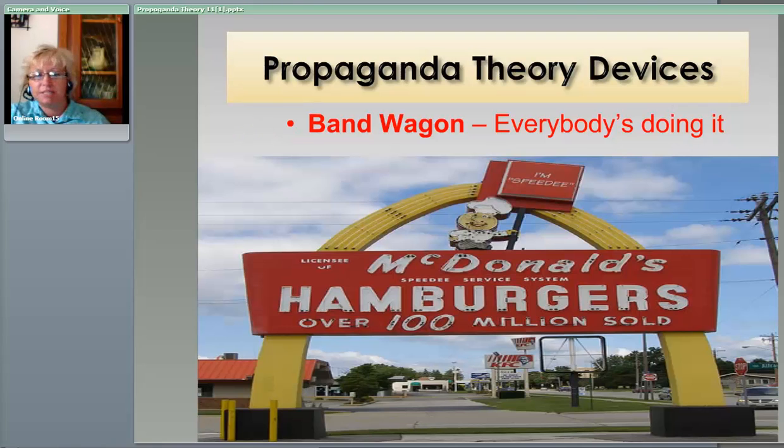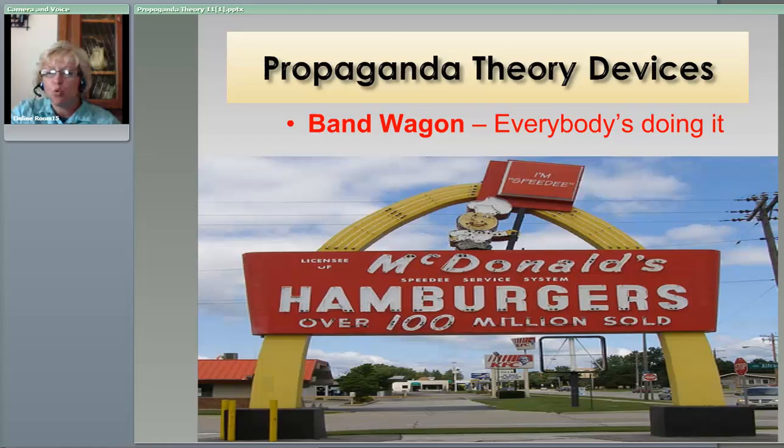The last one is the bandwagon in propaganda. Everybody's doing it. Start watching for commercials, crew. See if you can find where a testimonial is used. See if you can find when bandwagon is used. Why does McDonald's put on their golden arches how many are sold? I really don't need to know that 100 other million people are eating what I'm eating for dinner. But what does that say to us subconsciously? Hey, everybody's doing it. Everybody eats at McDonald's. It must be good. Let's go do it.